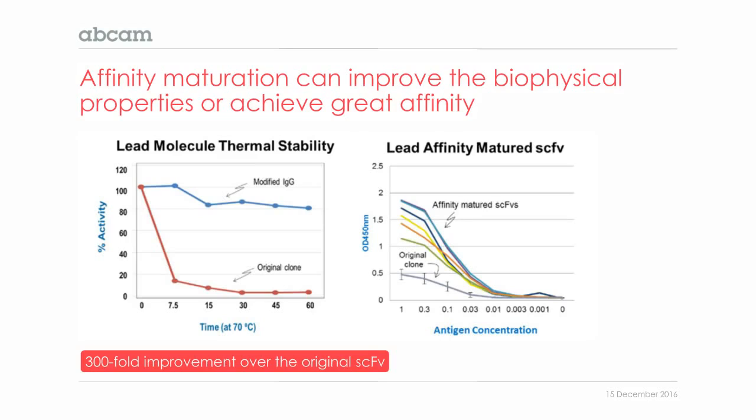And the graph on the left-hand side shows how affinity maturation improved the thermal stability of another binder. The original binder lost nearly 85% of its activity within 7.5 minutes at 70 degrees centigrade. Using affinity maturation, we enabled the binder to remain active for over 60 minutes at 70 degrees.